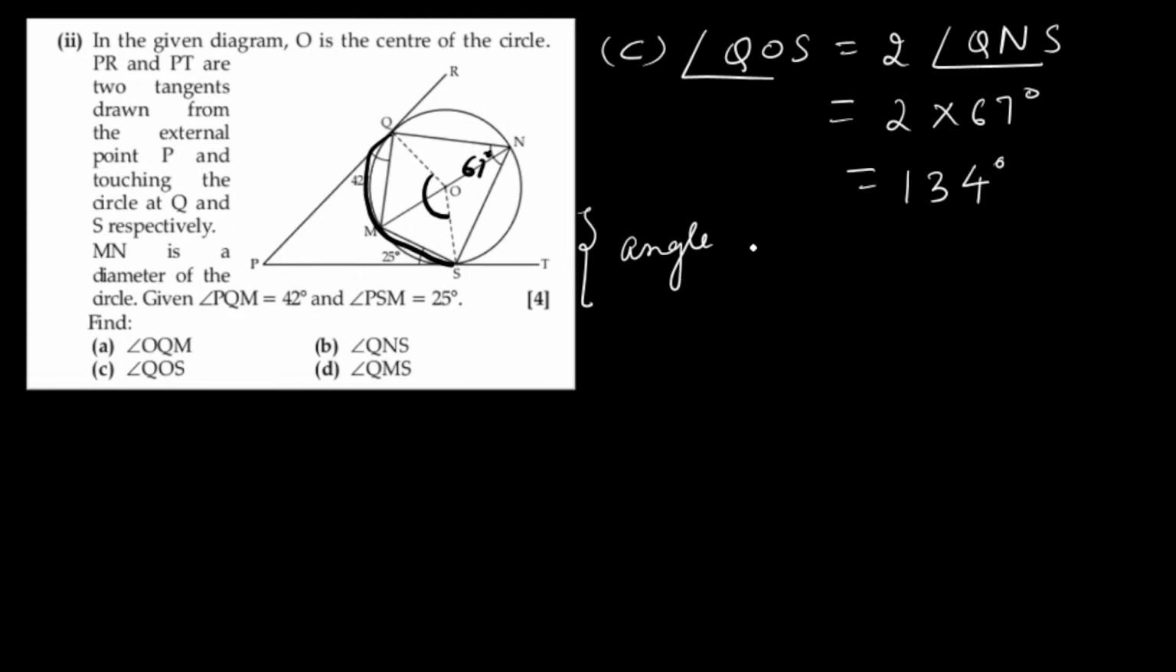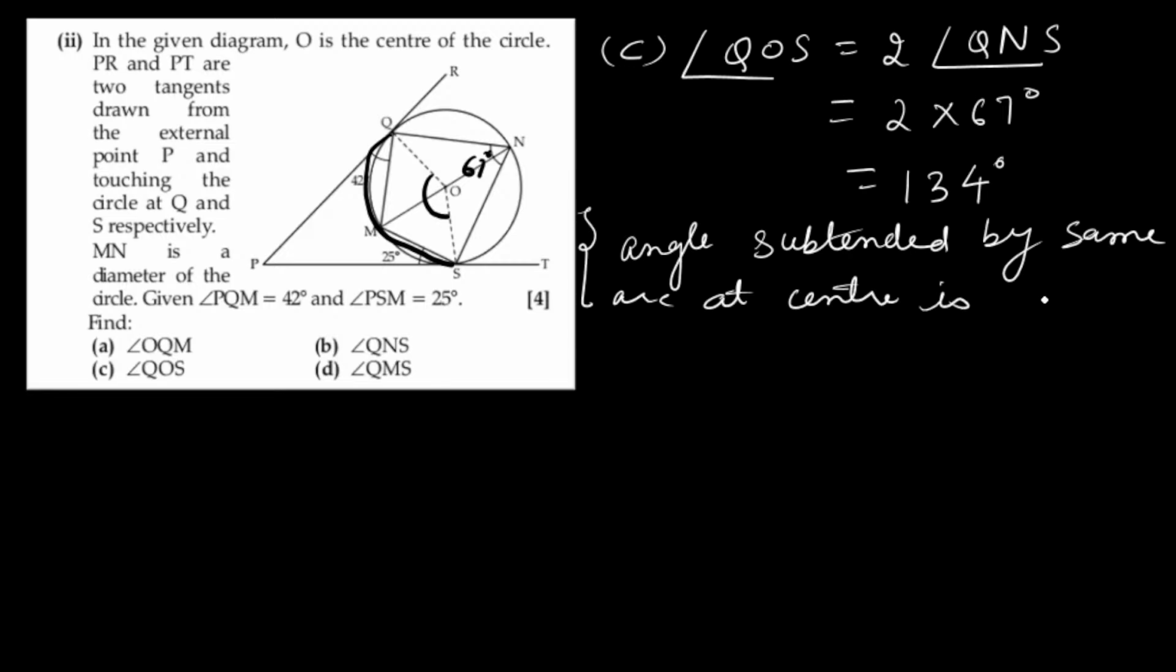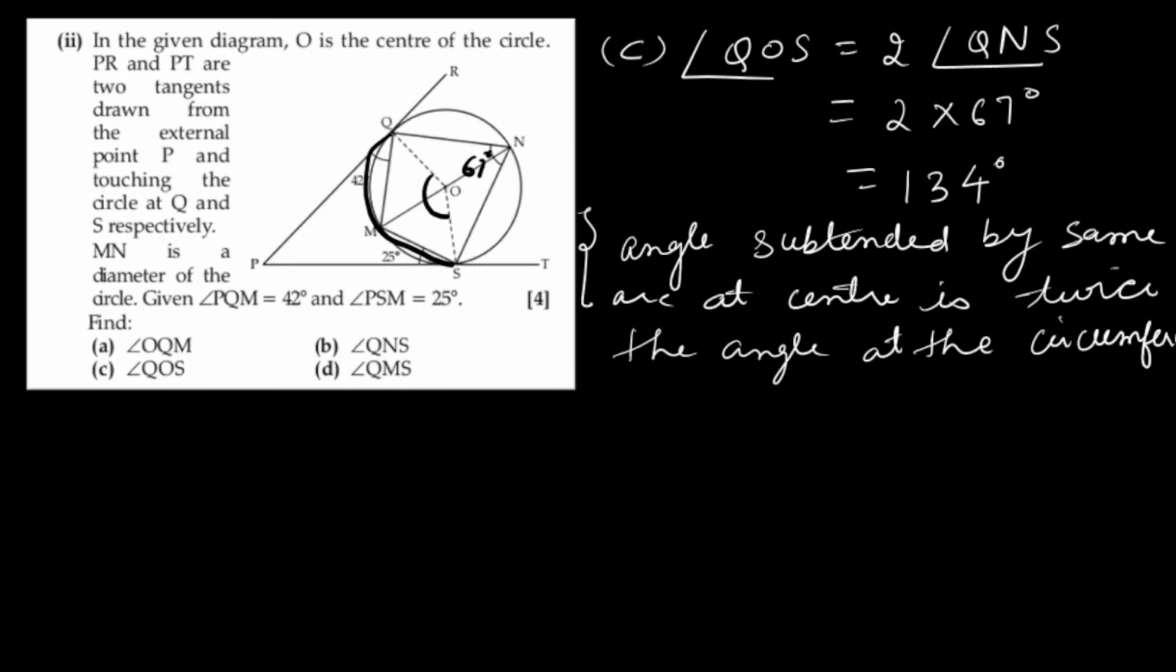Angle subtended by the same arc at the center is twice the angle at the circumference of the circle, or on the circle, also you can write. The terminology you can always write in your own words. So angle subtended by the same arc at the center is twice the angle at the circumference of the circle. Each and every reason should be properly given. So part C is done.